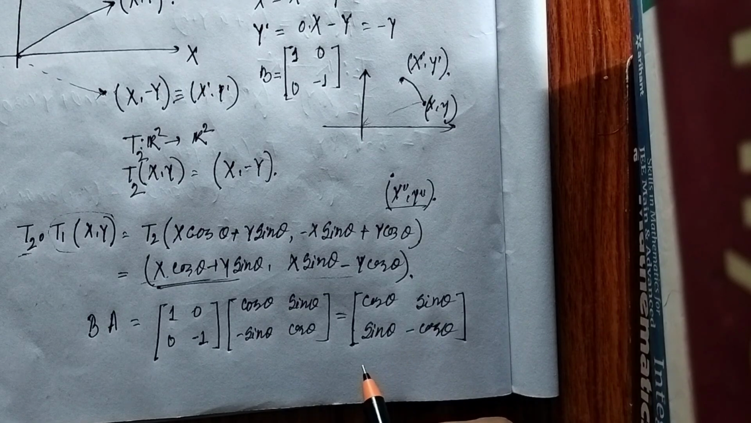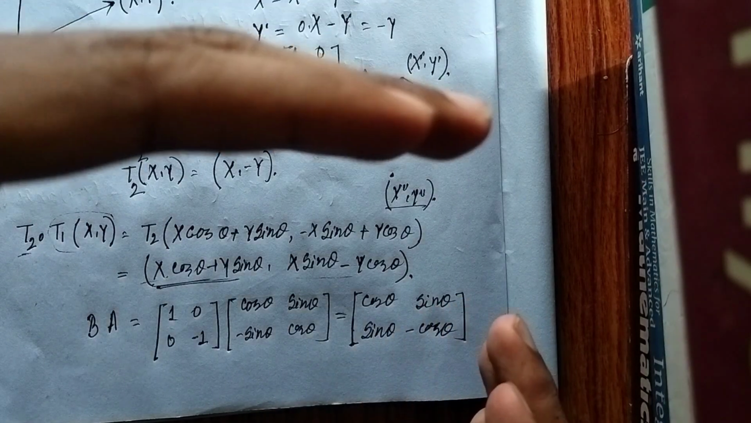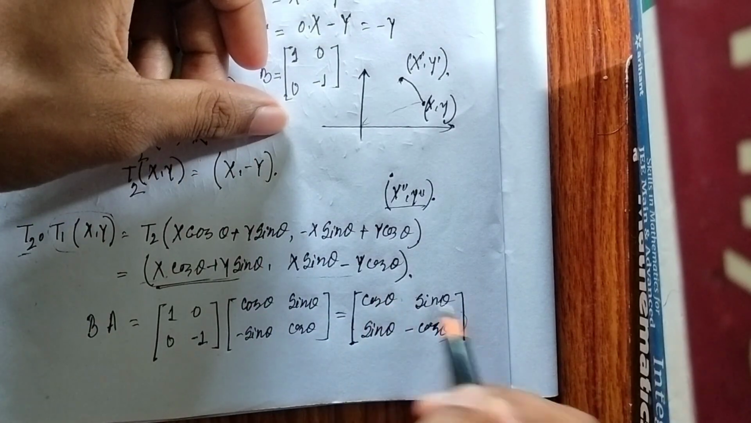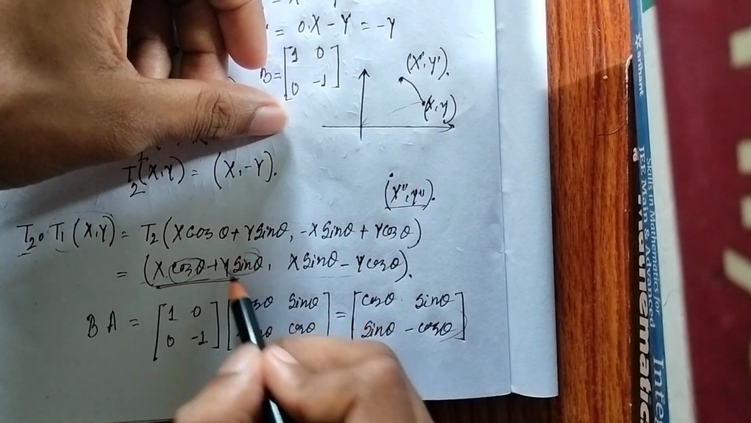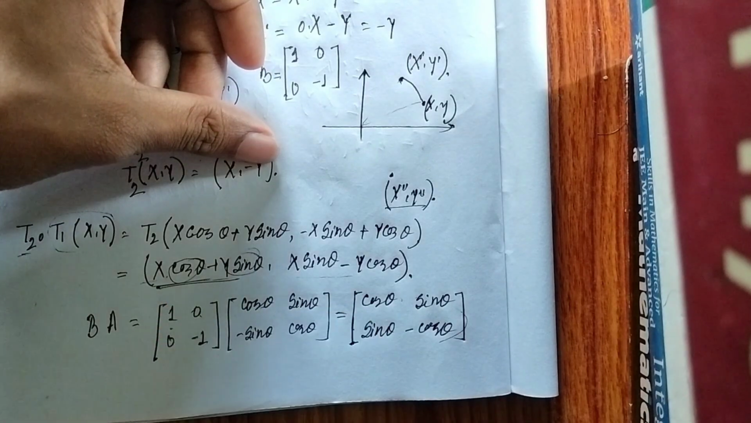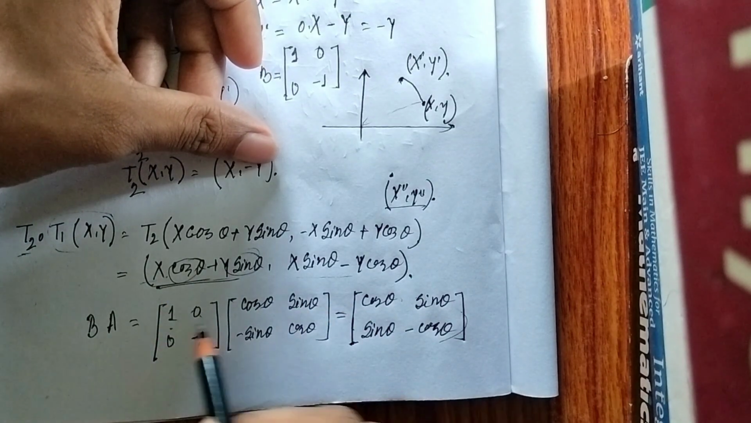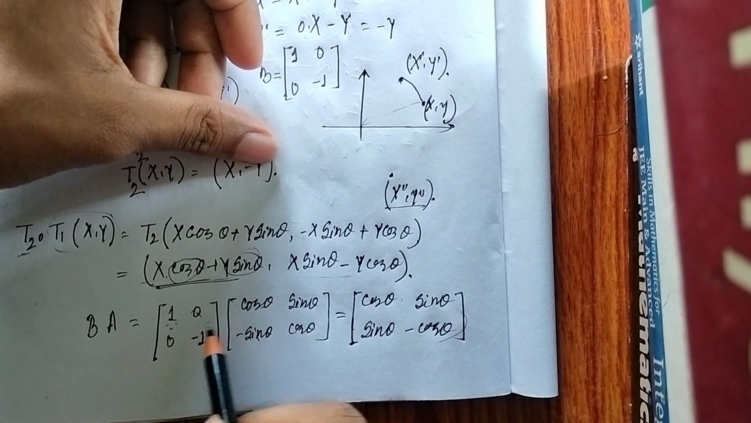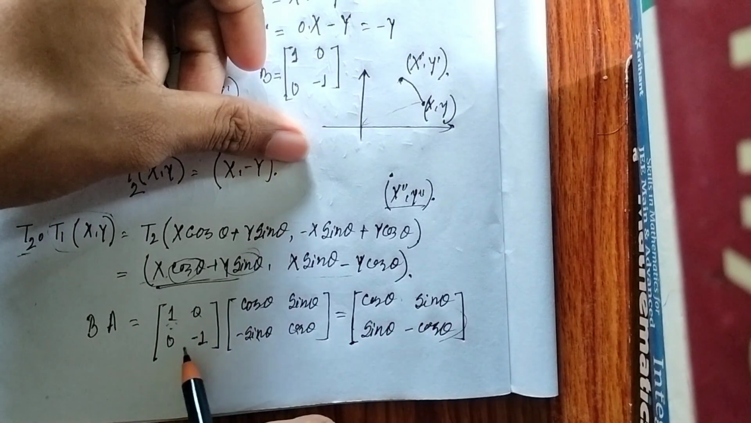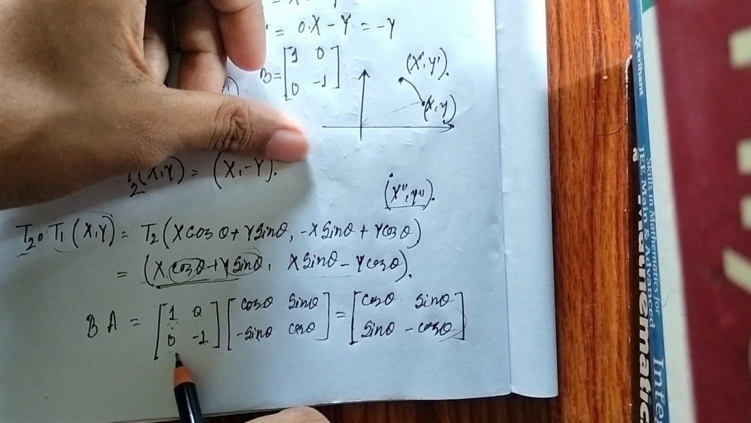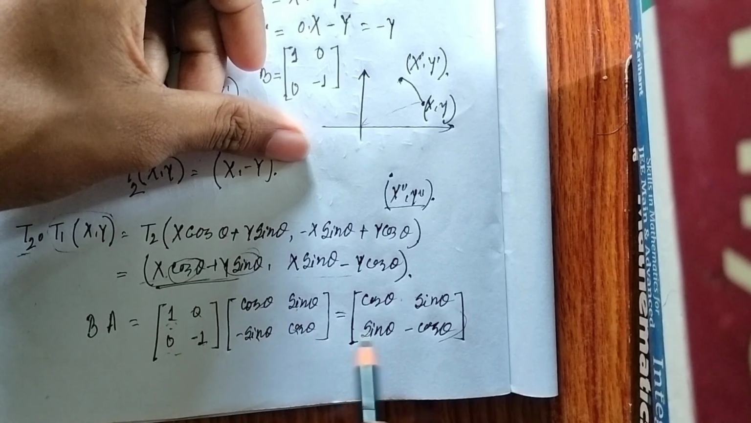So this is an obvious and very interesting result, and ultimately this is the matrix multiplication. If you do the matrix multiplication, this will be the result. I think everybody knows from 12th standard what matrix multiplication is. 1 into cos theta plus 0 gives cos theta. 1 into sin theta plus 0 into cos theta gives sin theta. 0 into cos theta minus 1 into minus sin theta gives sin theta. And 0 into sin theta minus 1 into cos theta gives minus cos theta.